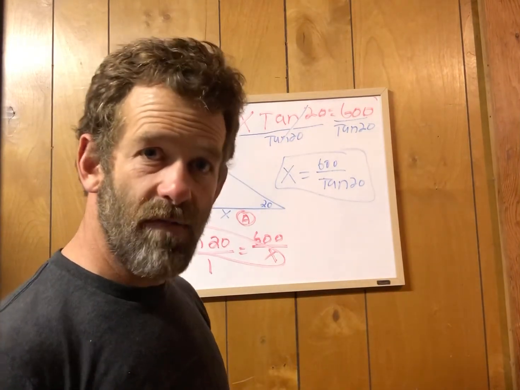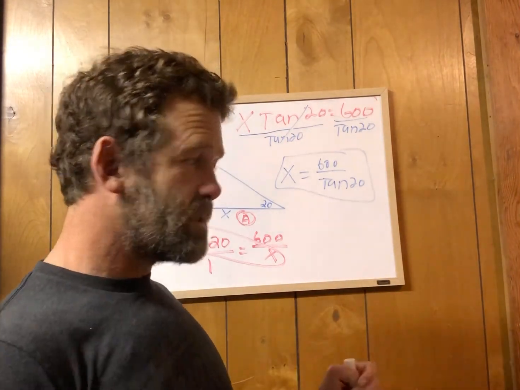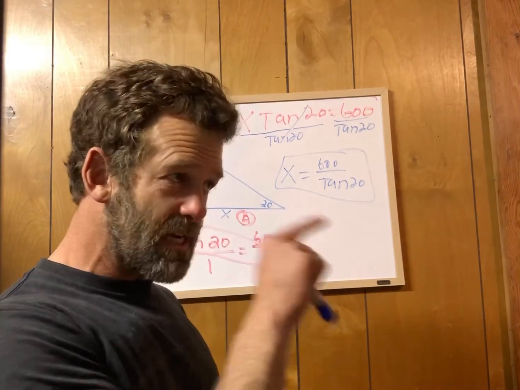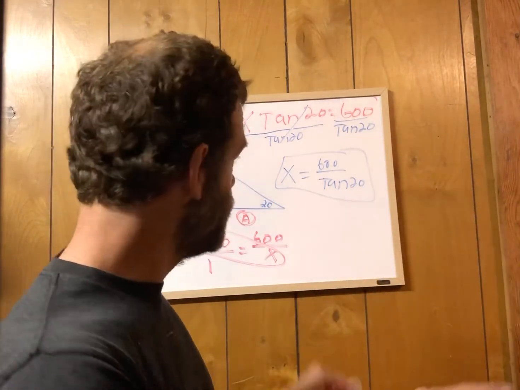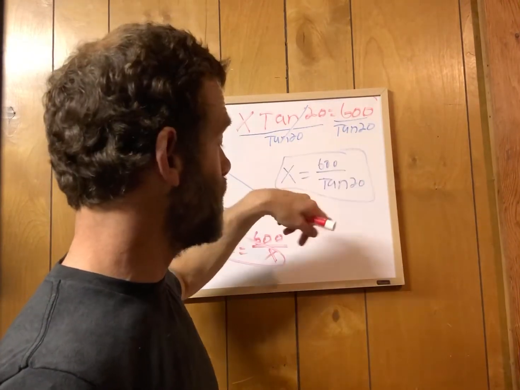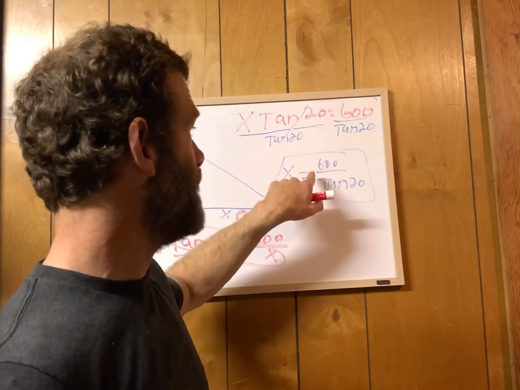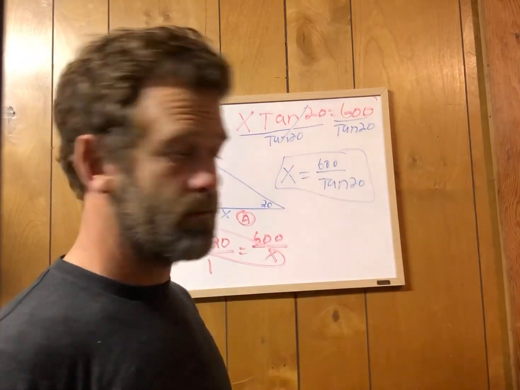If you're using a graphing calculator or one that displays the numbers out after you punch in a number, it just keeps that on the screen every time. You just plug this in your calculator normal. 600 divided by tangent 20, press equals.